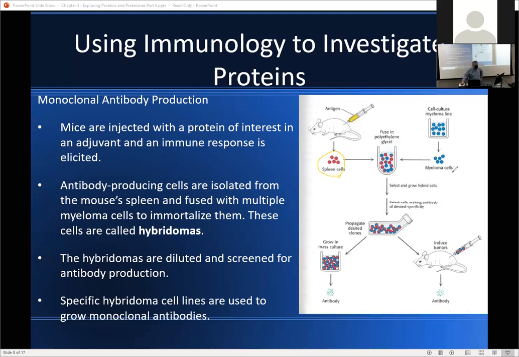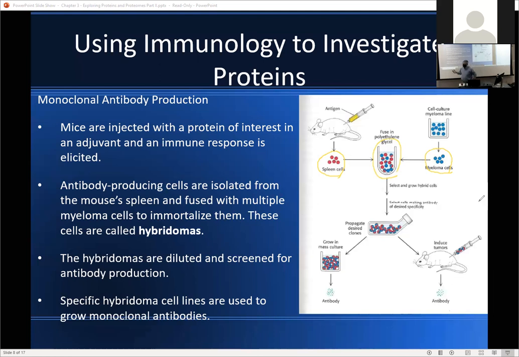So we take myeloma cells. Myeloma cells are an immortalized cell line. Okay, these are cancerous cells. Cancerous cells don't stop dividing after a certain amount of divisions. They can divide and divide and divide indefinitely. So if we take myeloma cells, mix them together with our activated spleen cells from our mouse, we're going to make what's called hybridomas. We're going to fuse them together into hybridomas.